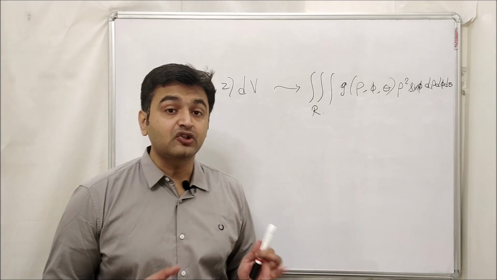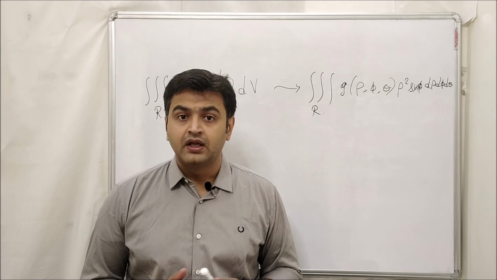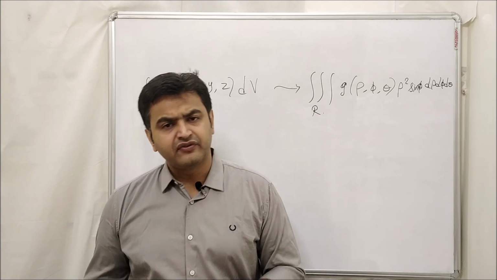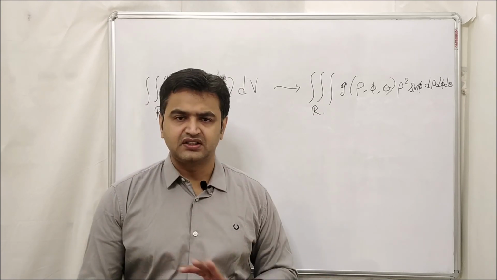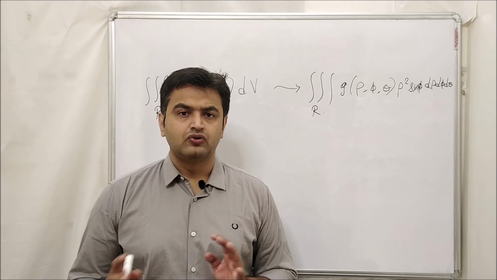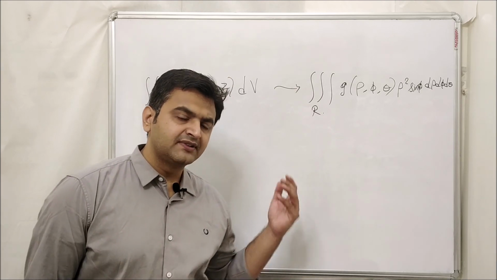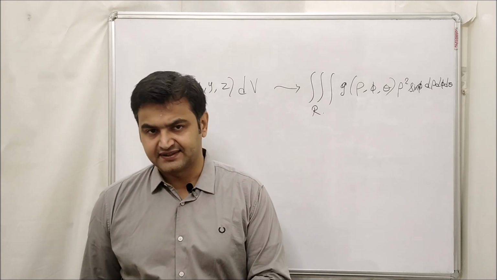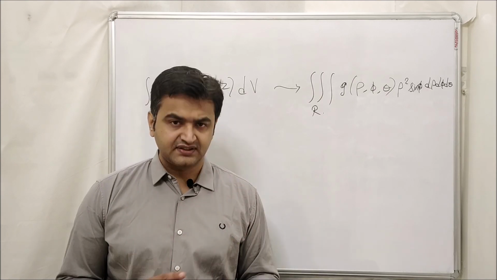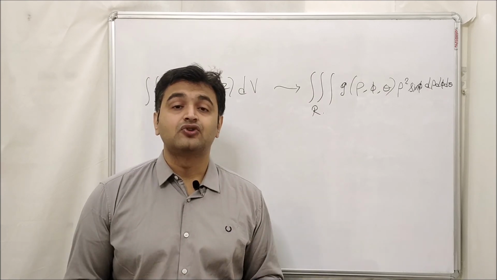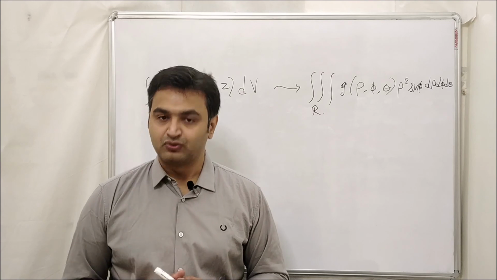Even if you see the word cone in the picture, then you can prefer either cylindrical or spherical. There is no hard and fast rule. So for a cone, sometimes spherical is easy, sometimes cylindrical is easy. So depending on these things, you have to choose which coordinate system will help you out.